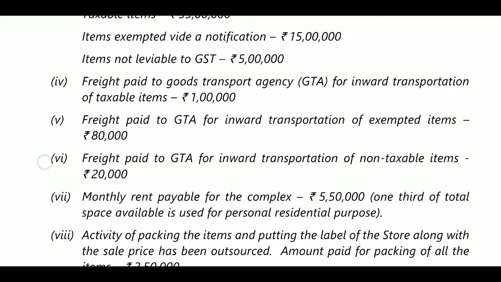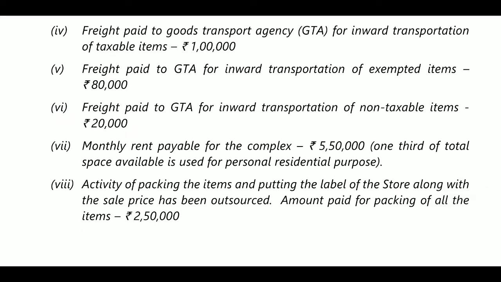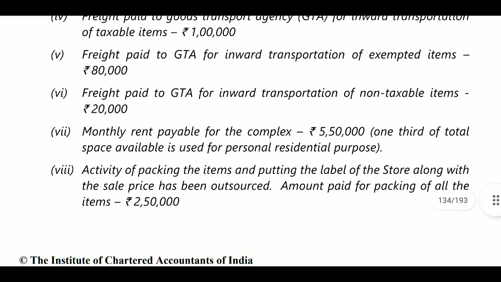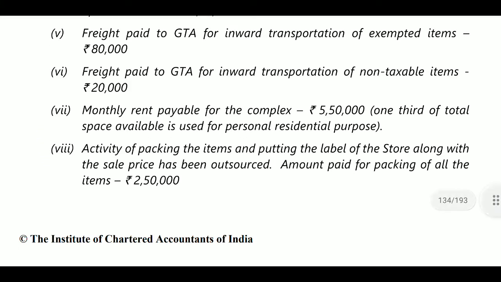Next, monthly rent payable for the complex will be 5,50,000. One third of the total space available is used for personal residence. Even if you use it for residential purpose, you must pay the tax on the total amount. This is related to service, so it will be 18%. So 5,50,000 into 18%, 99,000 is payable.